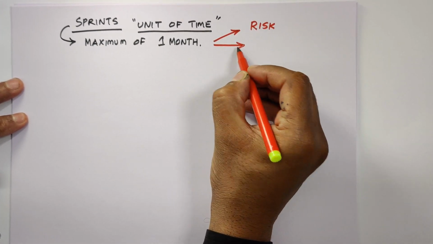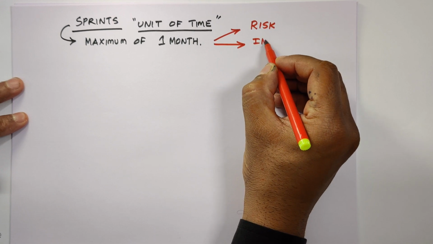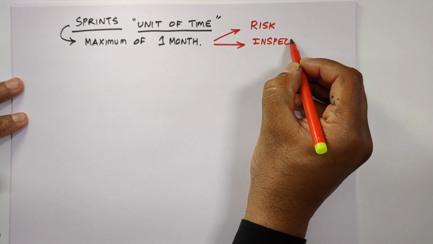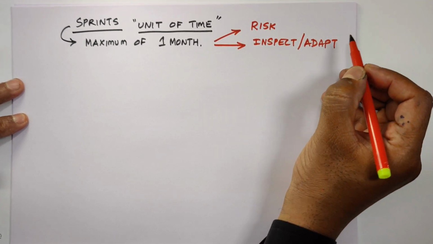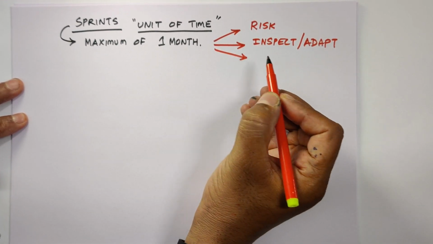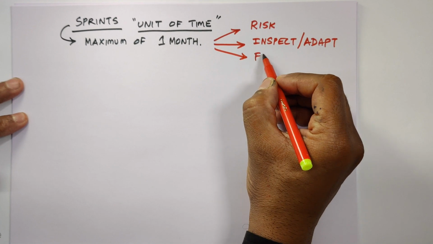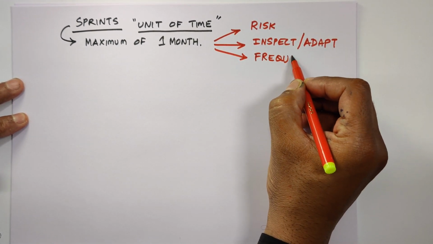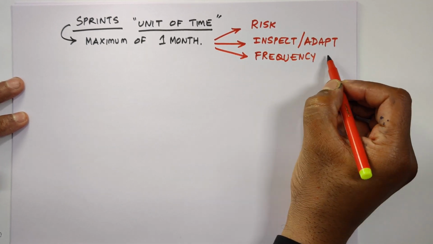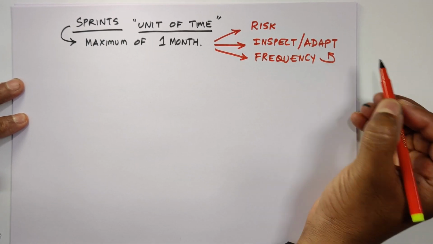takes into account how we are going to inspect and adapt. And also, being a time axis, it tells us the frequency of inspecting and adapting.